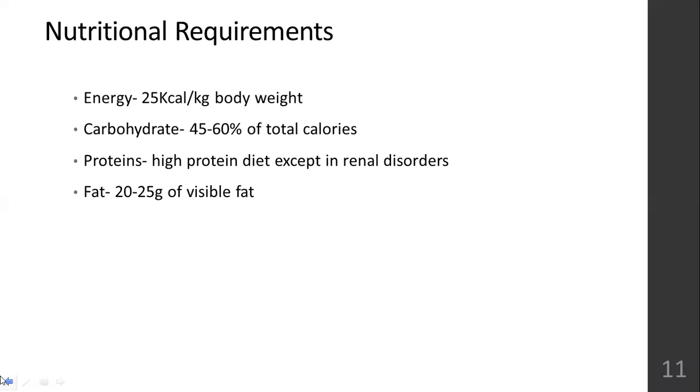Fat, 20 to 25% of visible fat is enough. Usually, if the patient is overweight or obese, keep it under 25 grams of visible fat. Low fat diet is better tolerated in diabetic patients. And that too, choose polyunsaturated fatty acids, that is vegetable oils and seed oils. Those are polyunsaturated fatty acids. With diabetes, if you still continue with saturated fatty acids, it can increase your risk for cardiovascular diseases as well.